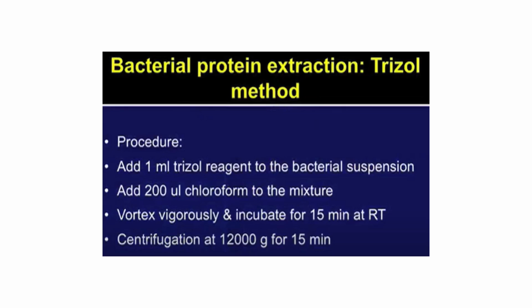So in this supernatant, there is everything. There might be certain DNA contamination, RNA contamination, polysaccharides, and lipids present. If you want to get rid of all of those, the trizol method is one of the methods you can use. So you need to add trizol and chloroform to it.